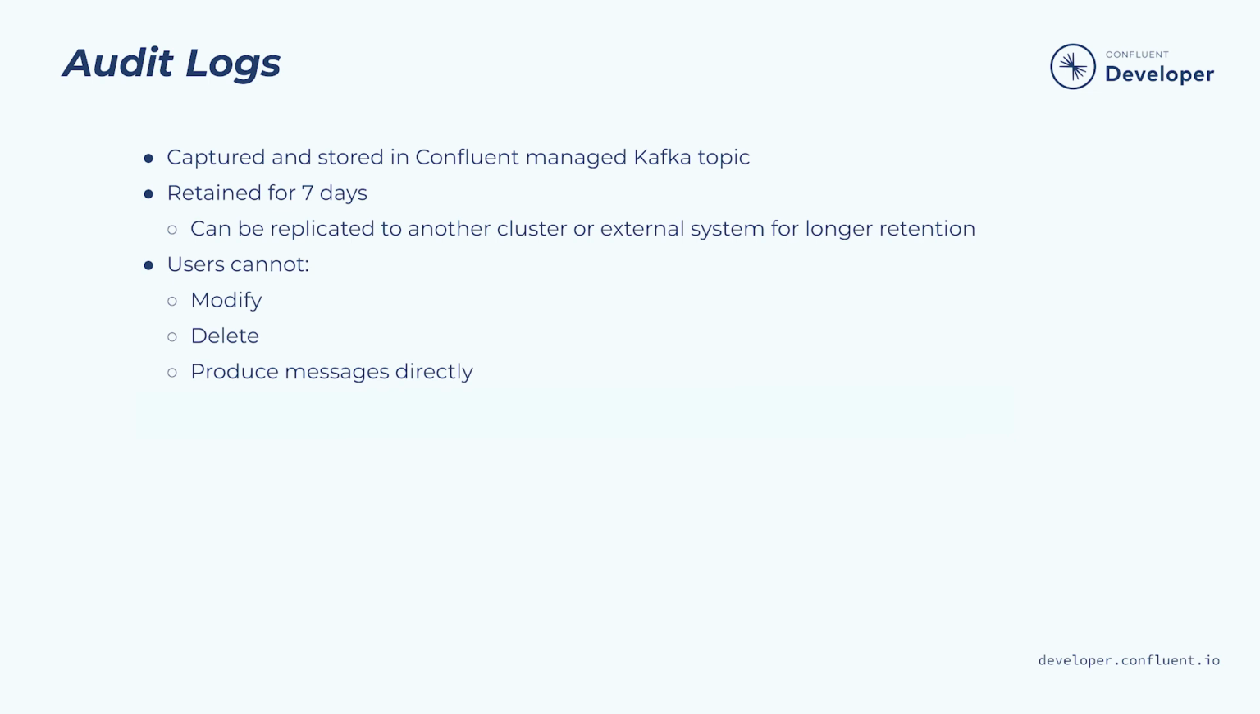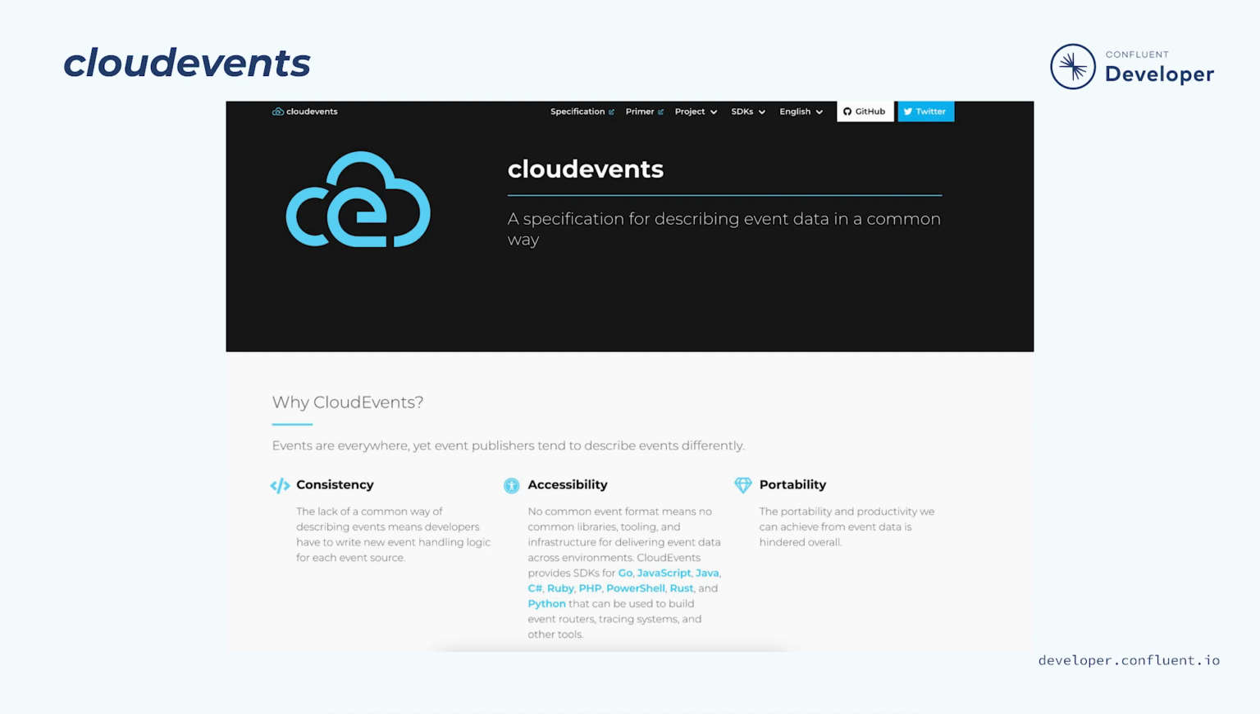Users cannot modify, delete, or produce messages directly to the audit log topic. And to consume messages, users must have an API key specific to the audit log cluster. To provide industry-backed standardization, the audit log uses the Cloud Events specification to determine the syntax of the logs. Cloud Events is a vendor-neutral specification that defines the format of event data, and that is rapidly becoming the industry standard for describing event data.